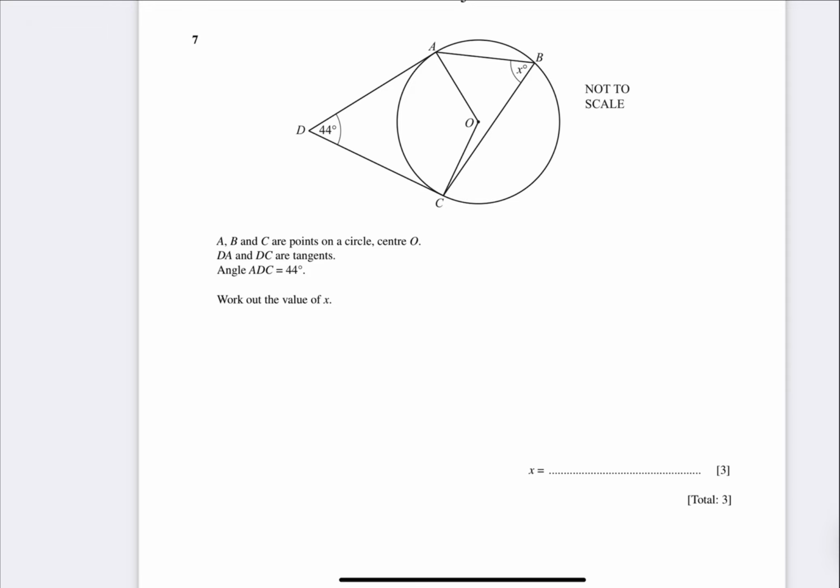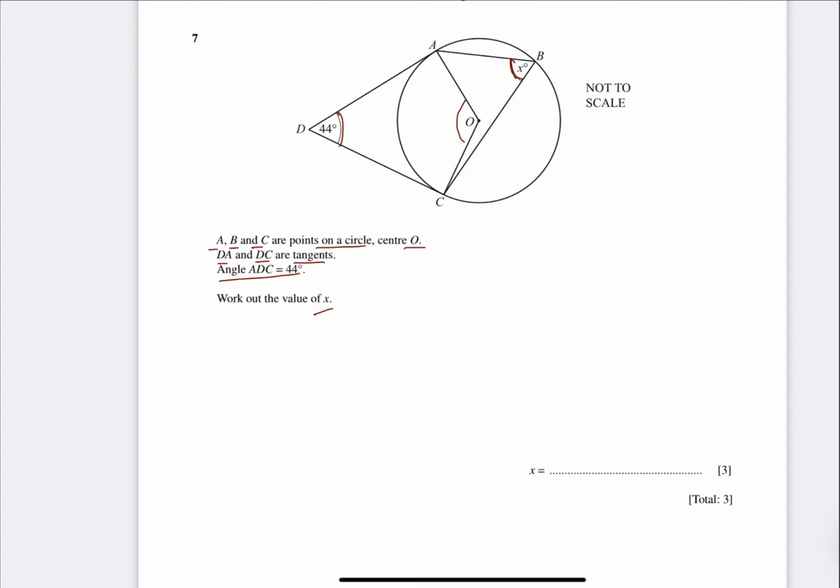This is the question. A, B, C are points on a circle, center O. DA, DC are tangents. Angle ADC is 44 degrees. So this is 44. Work out the value of x. Alright, we cannot reach x directly, but we can calculate this angle. Why? Because a tangent and a radius make 90 degrees. And this is also 90 degrees.